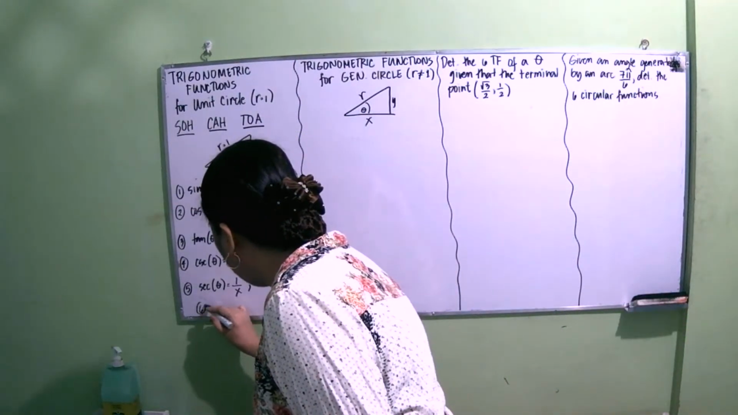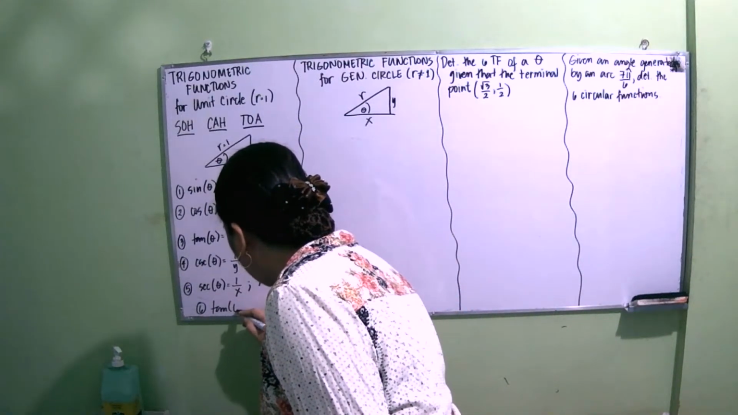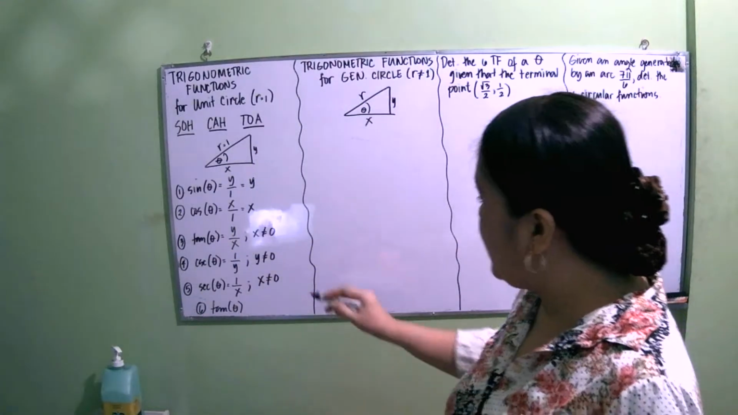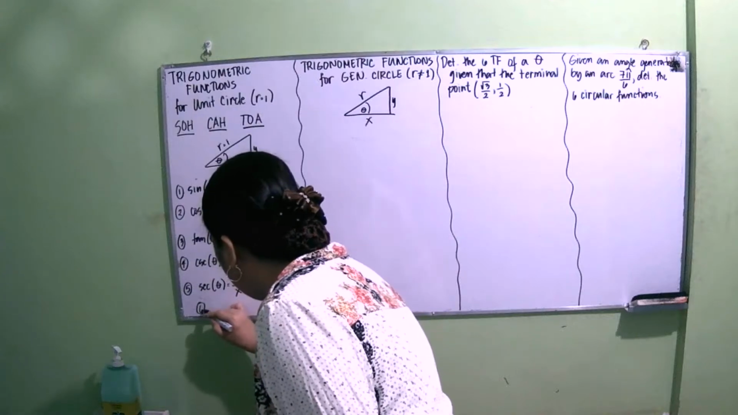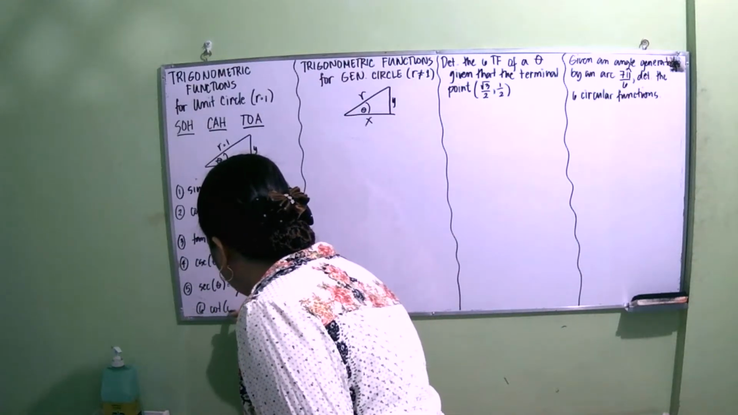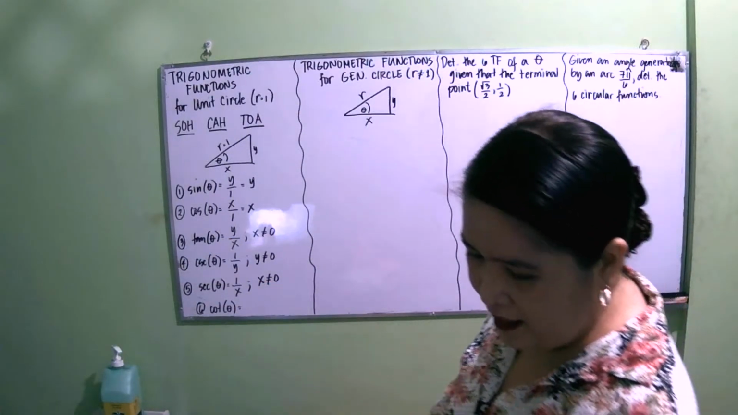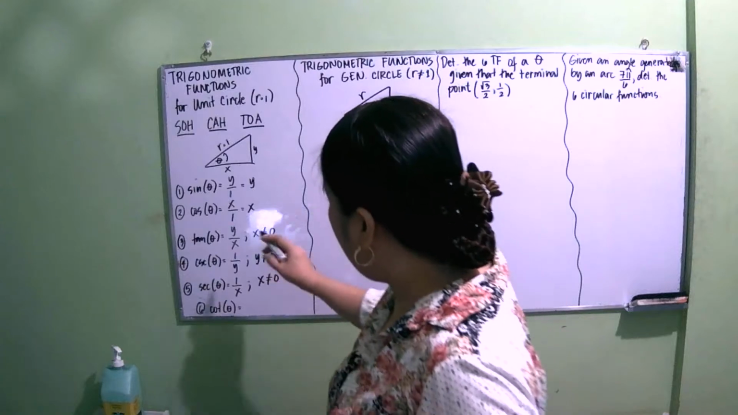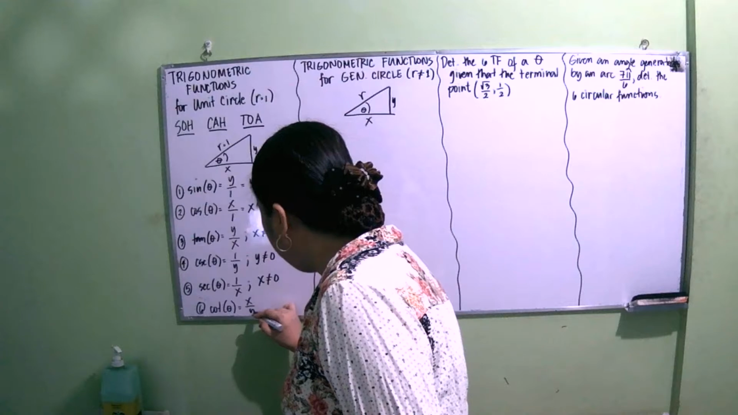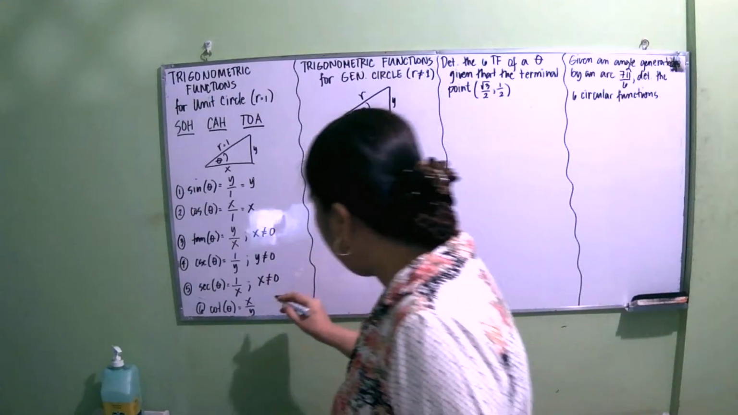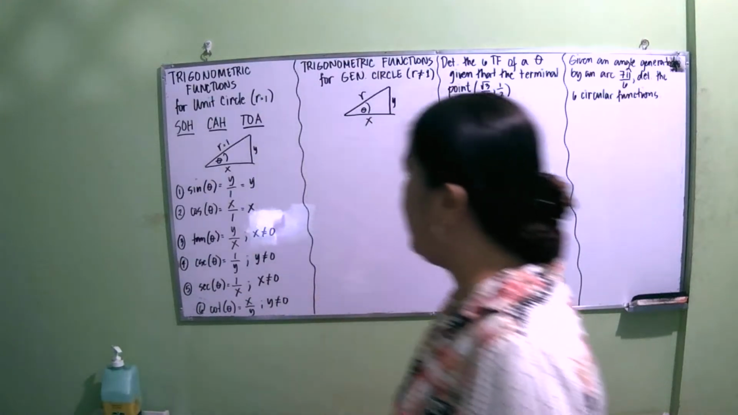Then, we have the last trigonometric function. We have the cotangent, sorry. So, we have the cotangent theta, which is obviously kabaliktaran ni tangent function, di ba? So, therefore, kung si tangent ay y over x, si cotangent ay x over y. Again, yung condition natin, provided that y is not equal to 0.